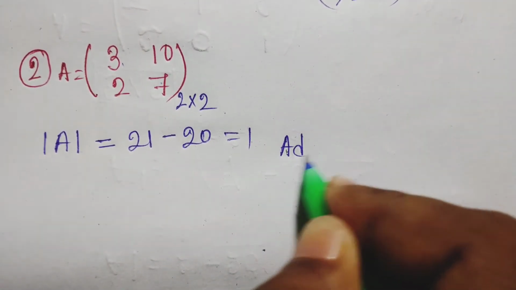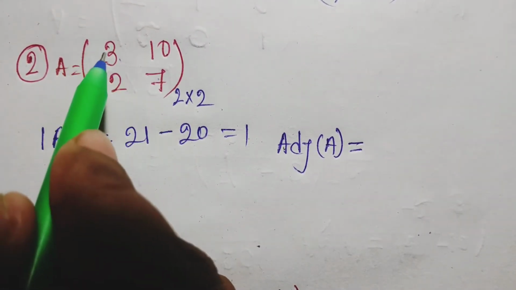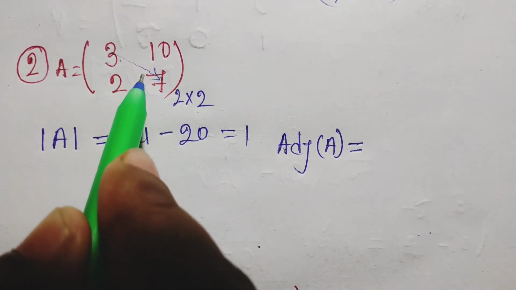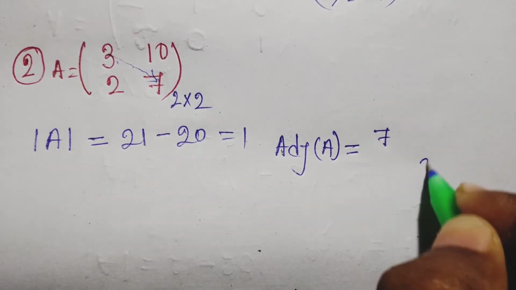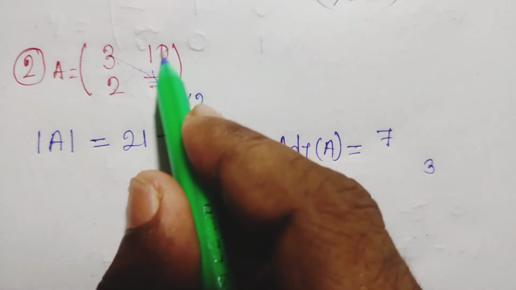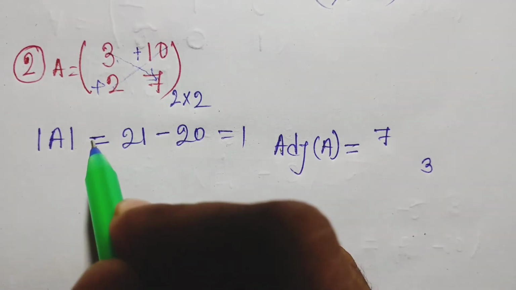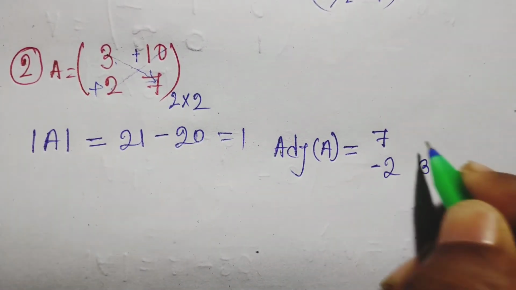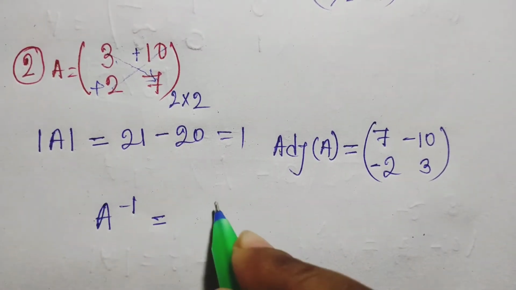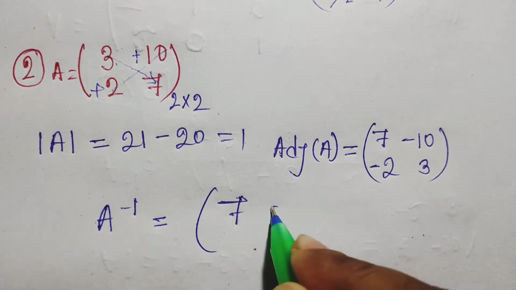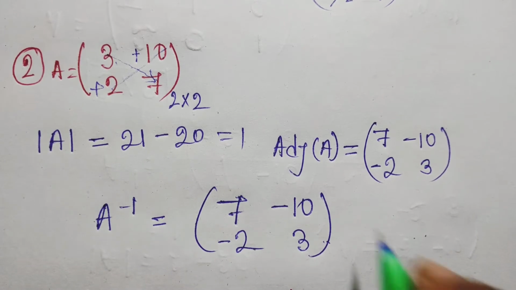So adjoint A equal to, this is a 2 cross 2 ordered matrix. Now according to this diagonal the position of the elements will be interchanged. So here should be 7 and here 3. Now according to this diagonal the sign will be opposite. So here is no sign, meaning positive, also here no sign, meaning positive. So you have to write here minus 2 and here minus 10. So our final answer is A inverse equal to 7, minus 10 and minus 2, 3. This is our final answer.